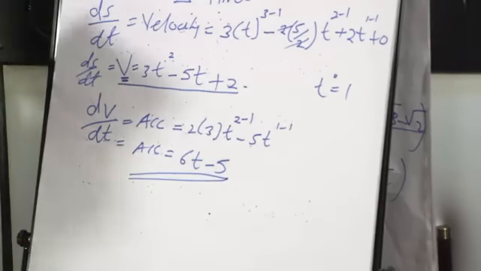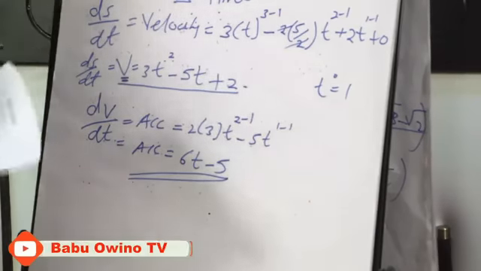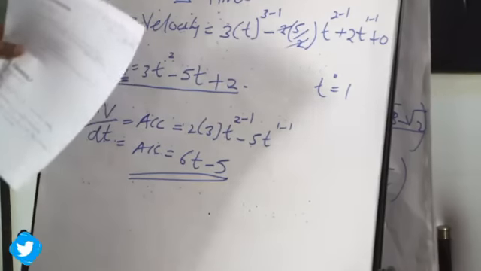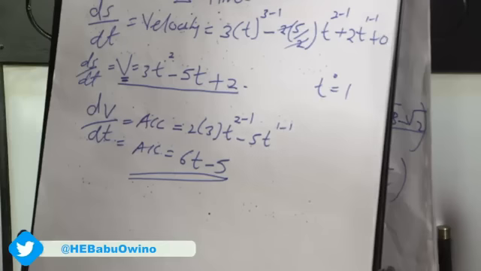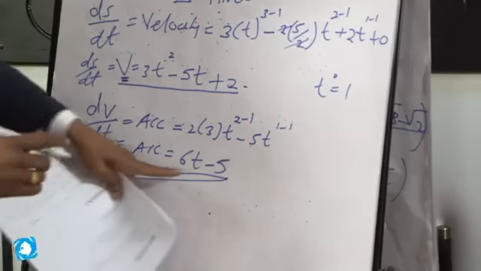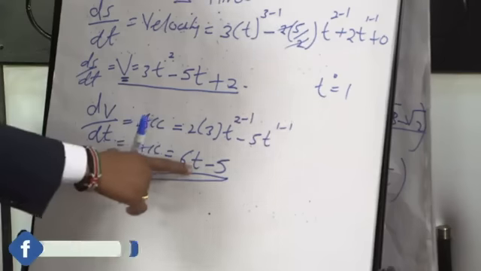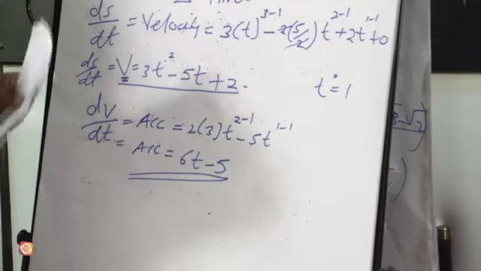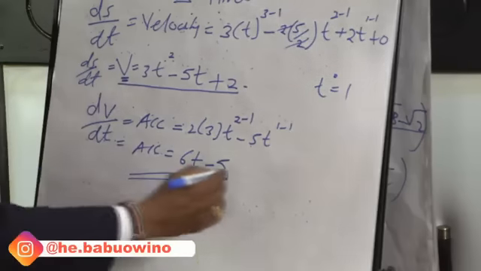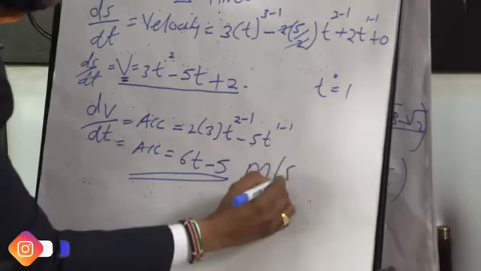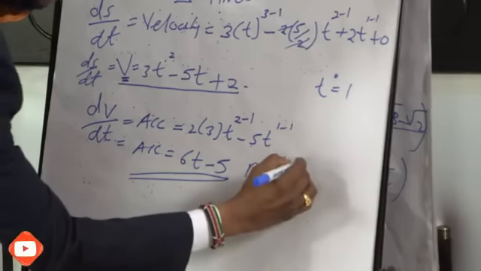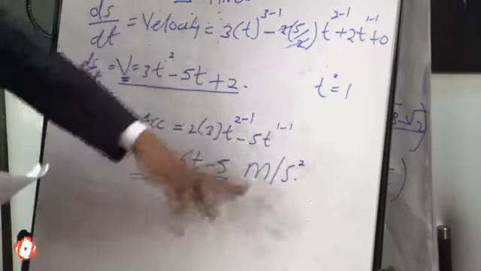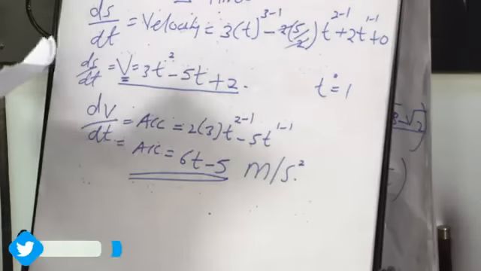But what is the question saying? Find the acceleration after t seconds, because the question is not specific within which time. Therefore, we just say the acceleration is given by 6t minus 5, but the units are very important. The SI unit of acceleration is meters per second squared.